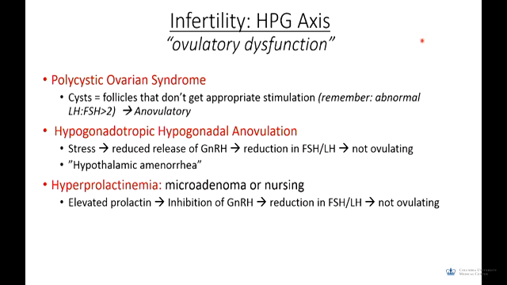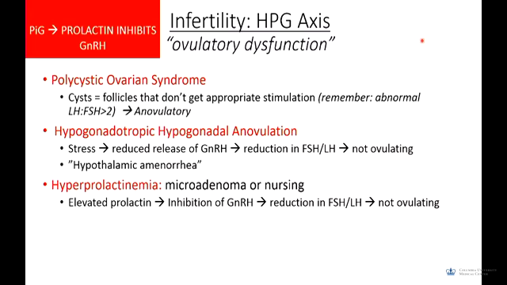And then there are a few others. You have hypogonadotropic hypogonadal anovulation, which is pretty stressful to say, so it's stress, reduced release of GnRH, and then reduction of FSH and LH, and you'll see this repeating over and over again, this reduction of FSH and LH leading to not being able to ovulate. Hyperprolactinemia is kind of this pig, which is a recurrent mnemonic in this course, but the prolactin inhibits the GnRH, and again, low FSH and LH, not ovulating.